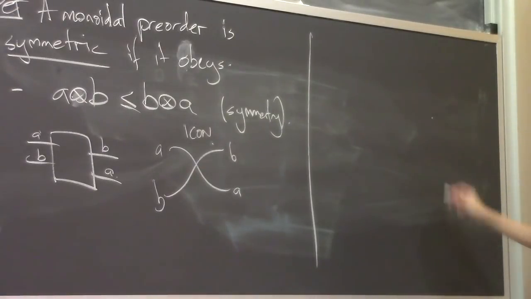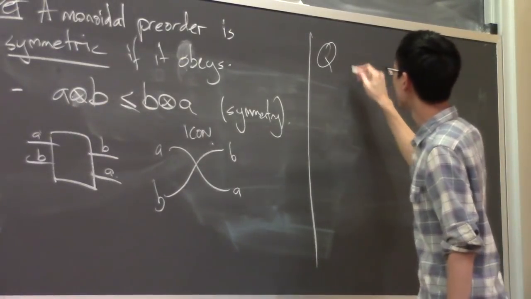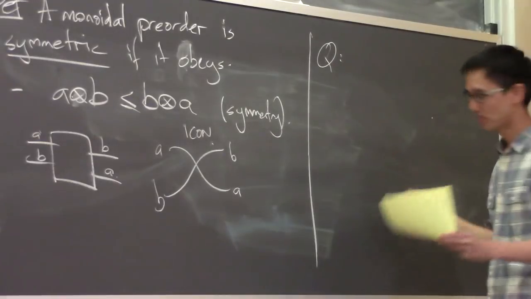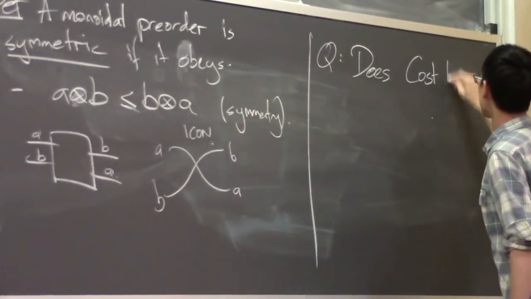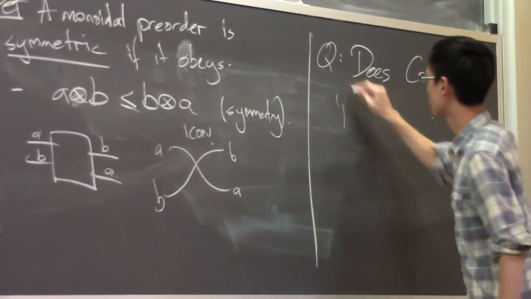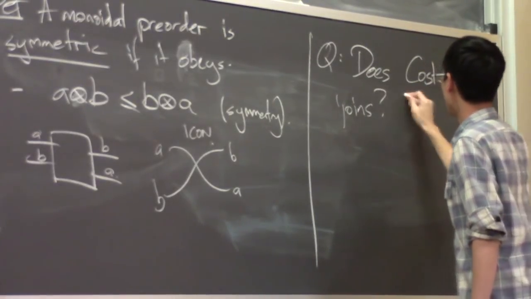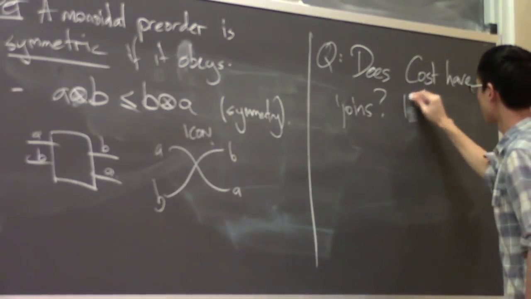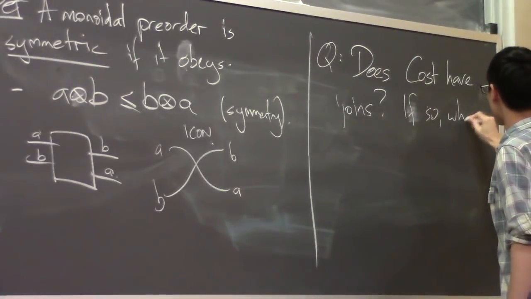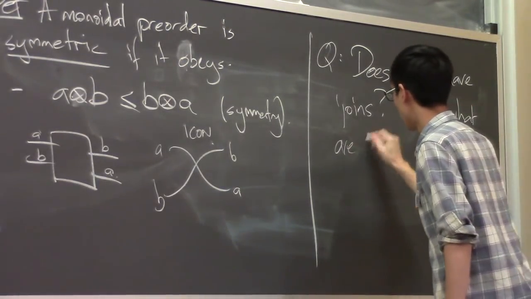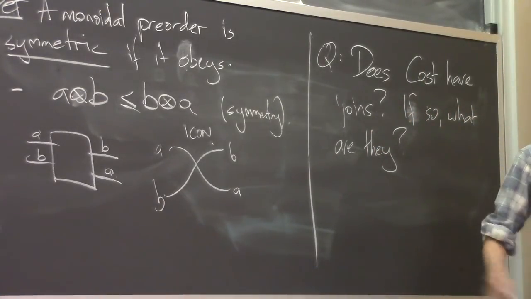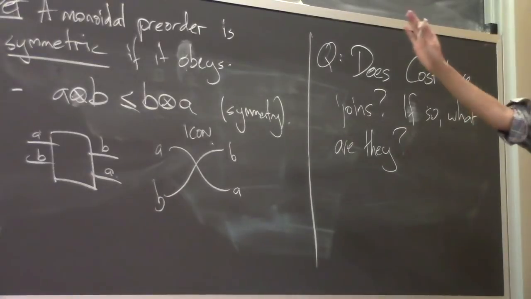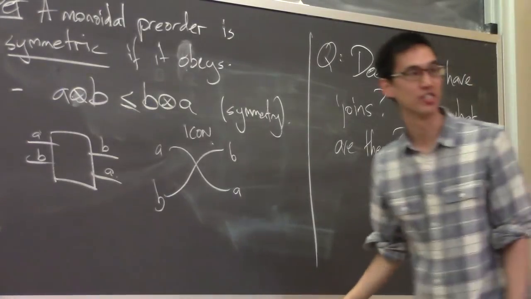Okay, just to give everyone a chance to catch their breath, here's a question that'll be relevant later. So does cost have joins? If so, what are they? Maybe I'll give it 2 minutes, but we'll discuss that with our neighbors and also just discuss anything else they might have questions about so far.